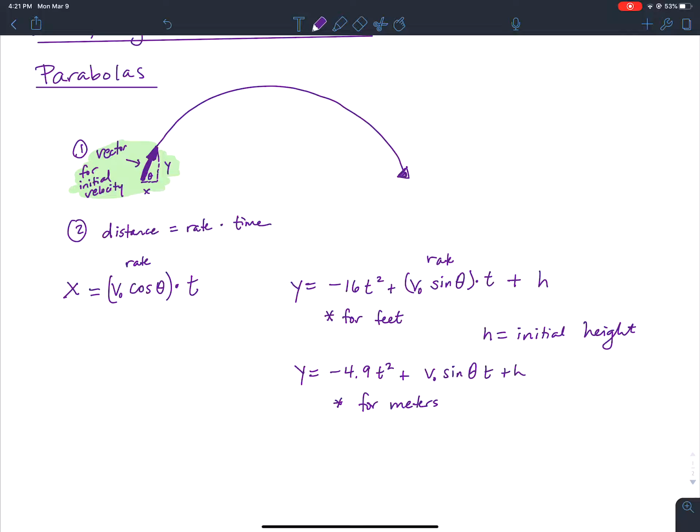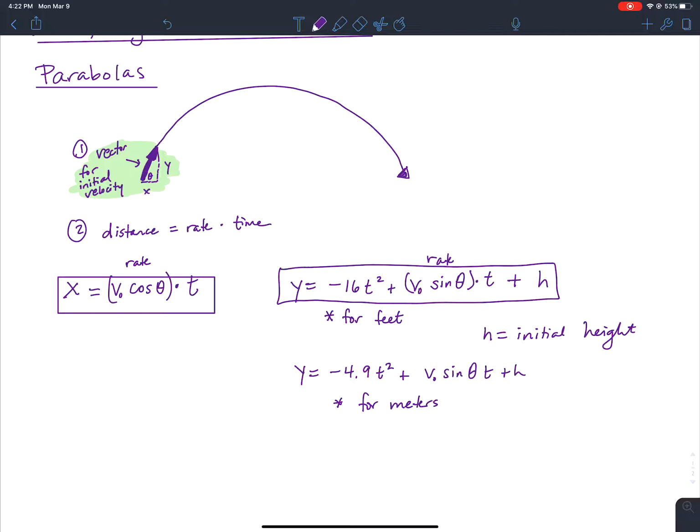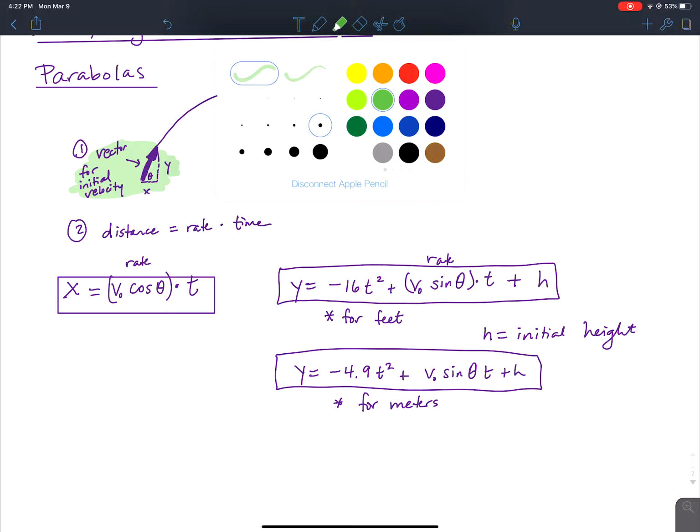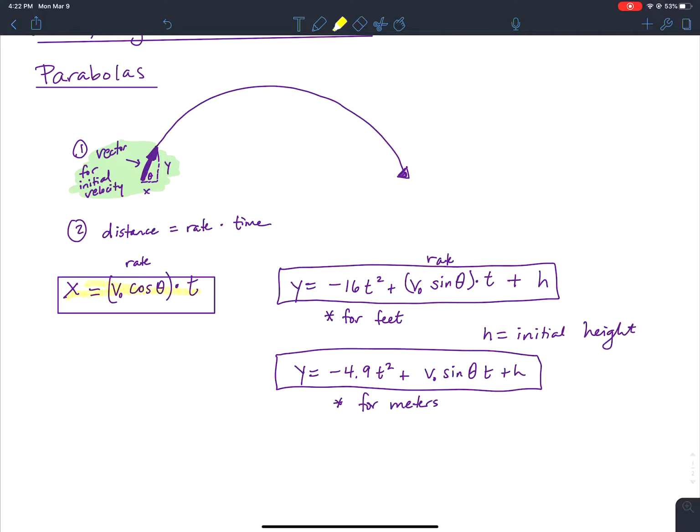All right, so we've got your x component and then a y for feet and then a y for meters. And yes, you need to memorize these. Everything that I'm highlighting, you do need to memorize. We are going to practice with them in class. You need to have those equations memorized.